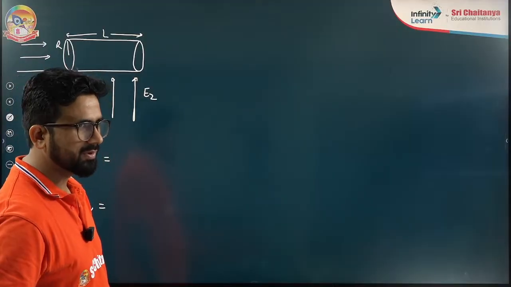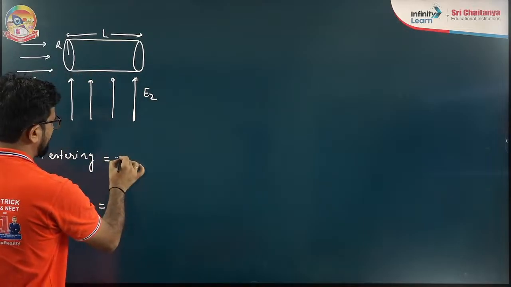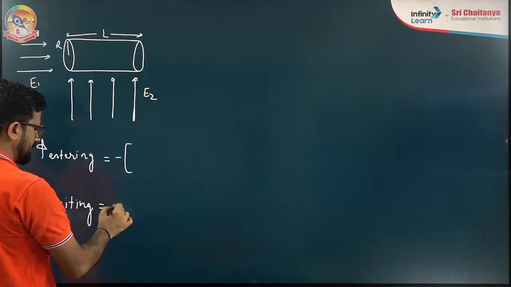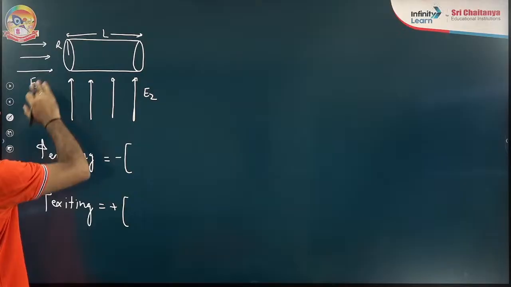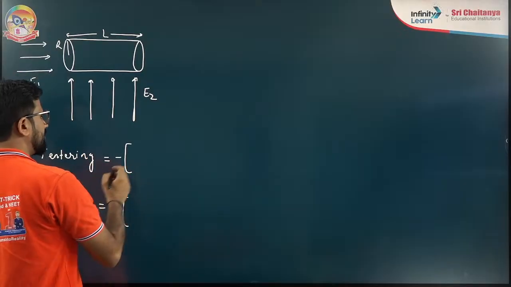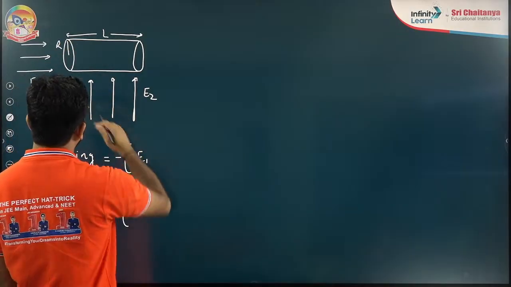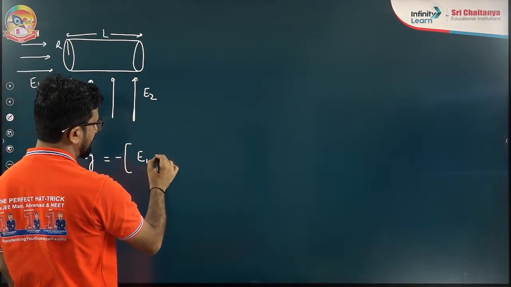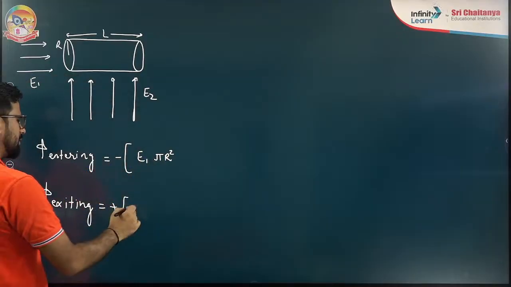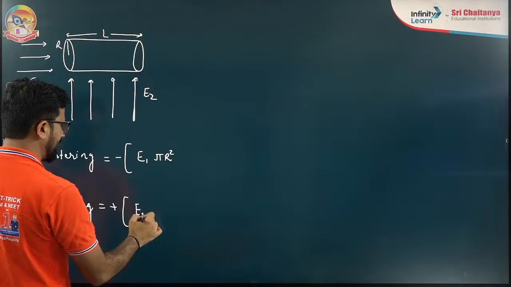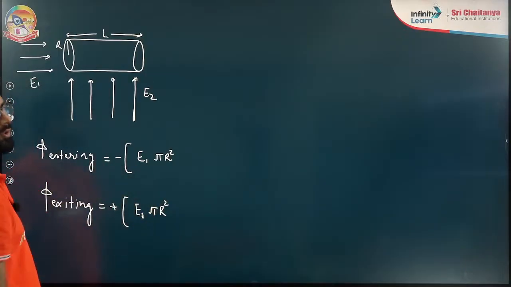Okay, I am solving this question again. You have to understand. From E1 I am writing it. The very first time, put the sign first. This is the positive. When you are writing due to E1, the circle radius is already given as R, so the area is pi R square. Similarly for exiting, you can say E1 into pi R square. It's a very simple thing.